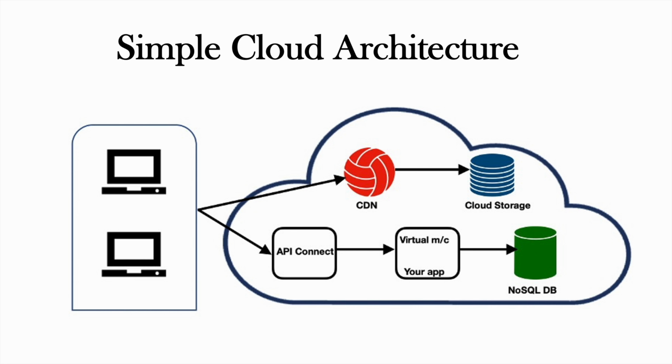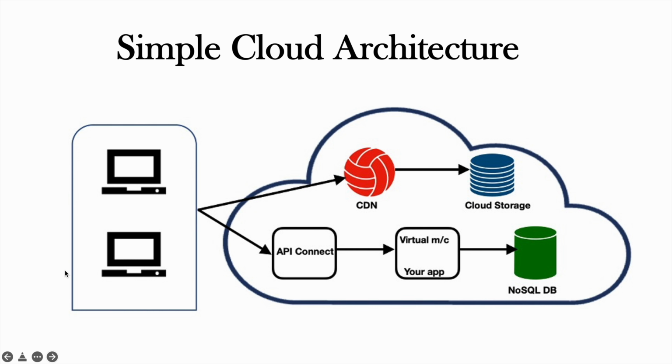Suppose there is a failure on this API Connect, what will happen? The request will not reach the virtual machine. Suppose there is a failure on the virtual machine, the request will not reach the database. And if there are any failures on this flow, the request will be broken. So how do we address all these single points of failure?